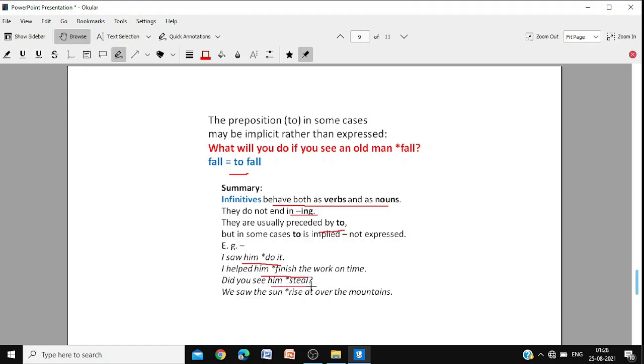Did you see him steal? You can also use the gerund form. Did you see him stealing? We saw the sun rise. You can also say we saw the sun rising. That is, we saw the sun to rise. That will not be there. We saw the sun to rise over the mountains.